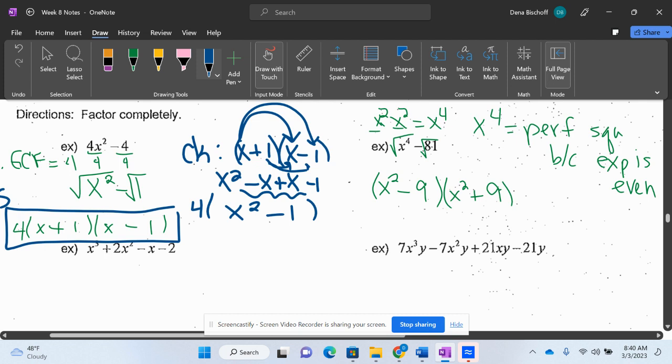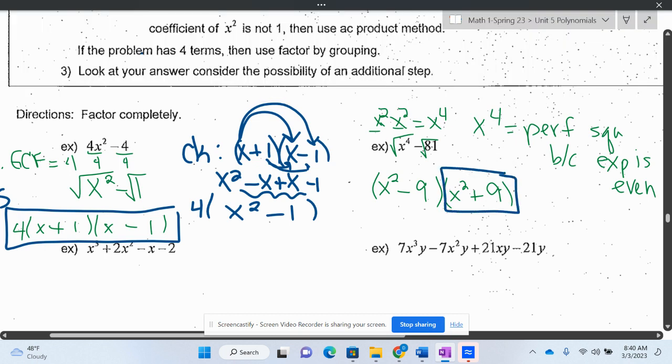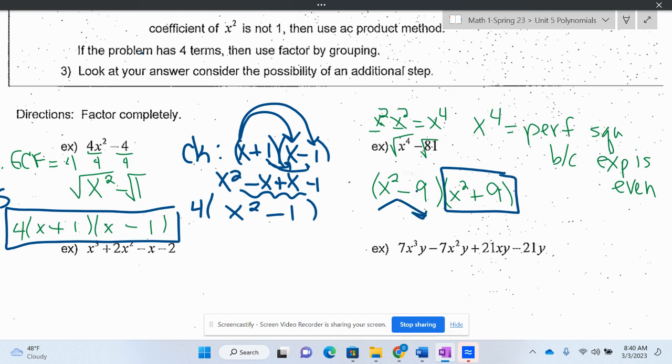Yeah. So this one I cannot change. This one is going to stay the way it is. But this one is the difference. See, that's the difference. Subtract means the difference. The difference of two squares. The square root of x squared is x. The square root of 9 is 3. So it becomes x plus 3, x minus 3 times x squared plus 9.